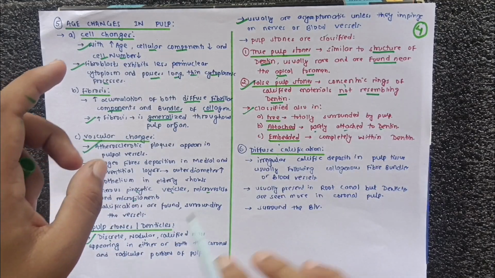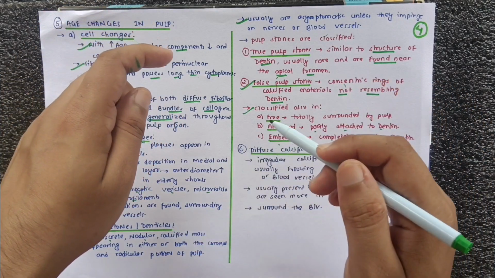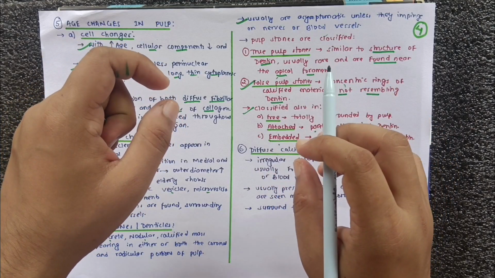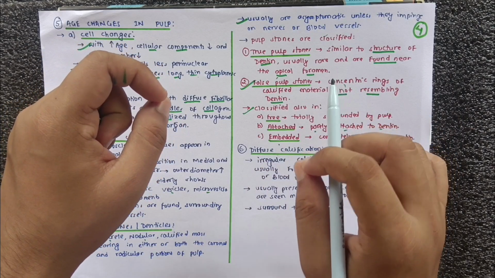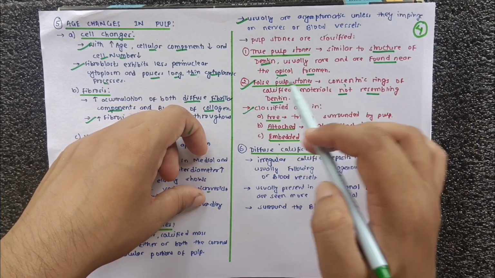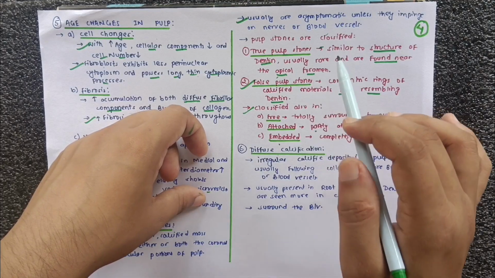In such a pattern you can classify the pulp stones, and they are important. They are going to ask this question every time from this chapter. So this is one of the most important topics of this chapter. You should remember this: true and false classification of the pulp stone, and free, attached, embedded.